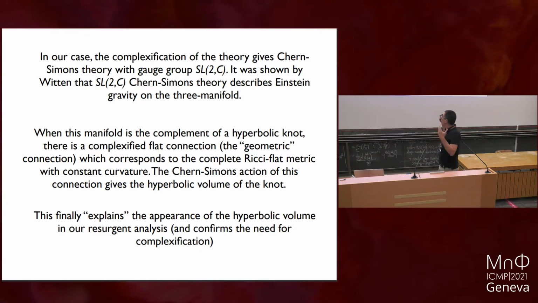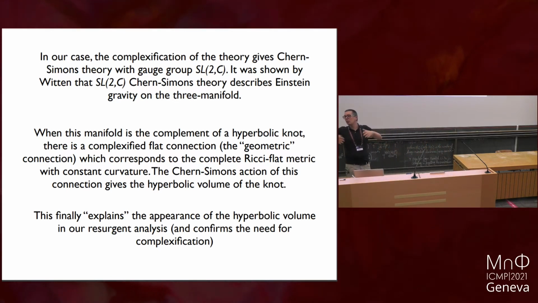And then, once you understand that you have to complexify the theory, then the Chern-Simons action of these new complexified flat connections which are going to be identified with Riemannian metrics will give you the hyperbolic volume of the knot. So this finally explains why hyperbolic volumes appear in this resurgent analysis, and it actually confirms the idea that you have to complexify your theories if you want to really understand the full structure. So you cannot just start with the real theory, you have to really go to the complex theory if you want to really understand everything that appears when you do a detailed analysis, even of perturbative series.